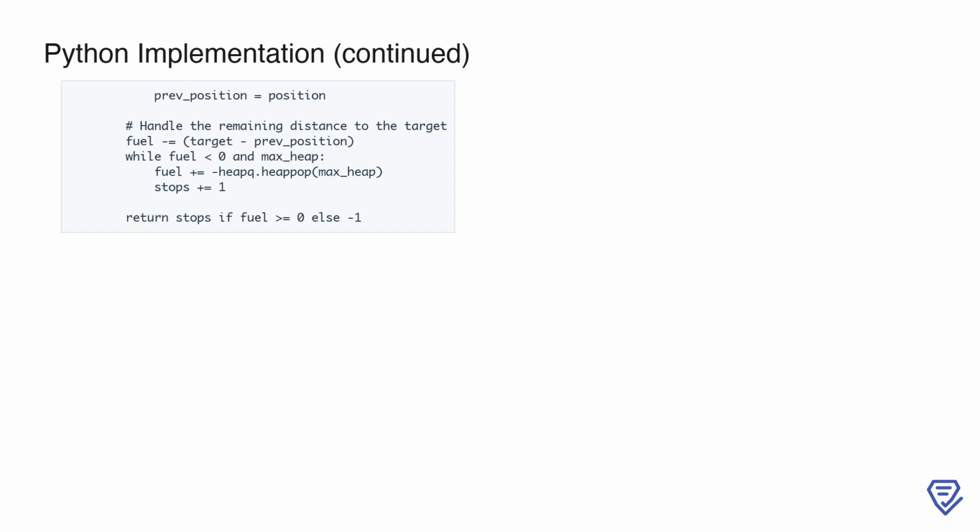At this point, we need to handle the remaining distance to the target. To do this, we subtract the distance from the last station to the target, which is target - prev_position, from our remaining fuel. If the fuel becomes negative, we again use fuel from the max heap, prioritizing the station with the largest fuel available. For each refuel, we add the station's fuel to our total and increase the stops counter.